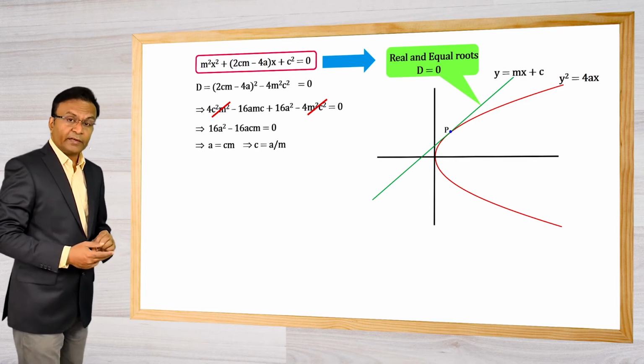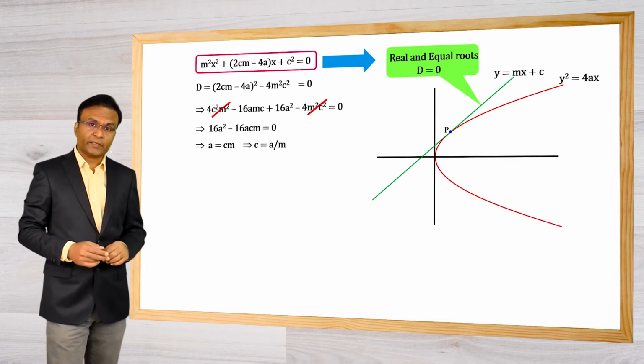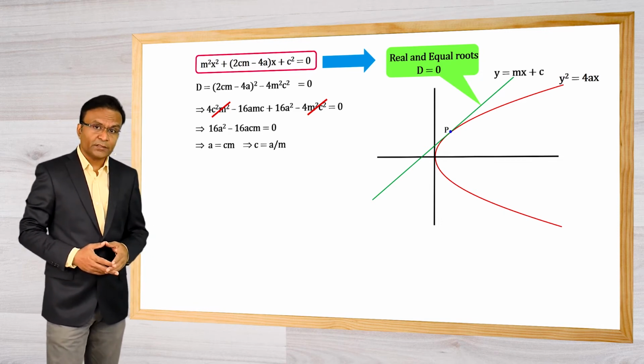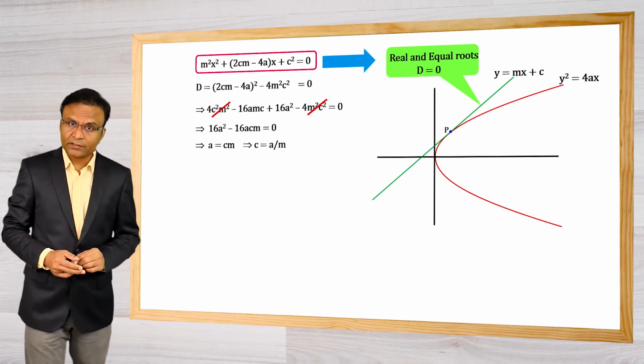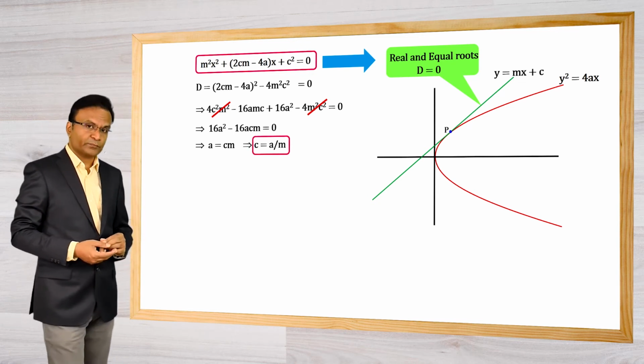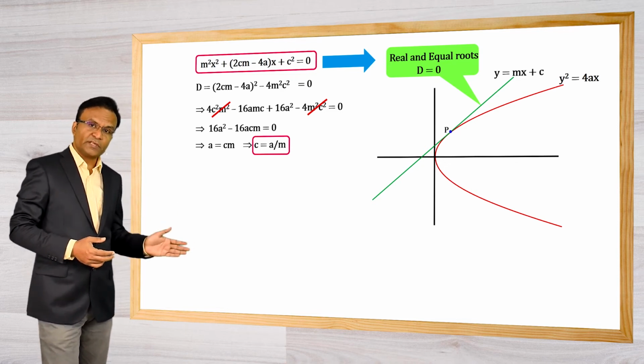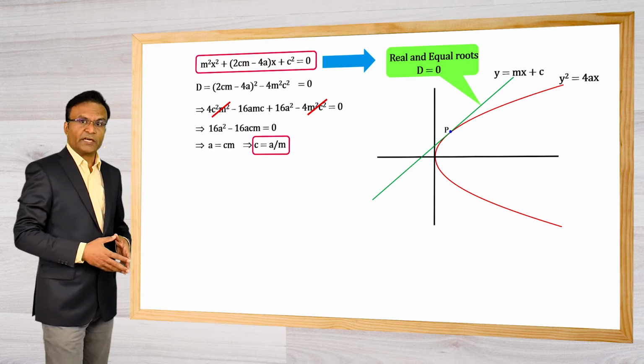That means when line y is equal to mx plus c touches the parabola y square is equal to 4ax, the value of c is equal to a upon m. This can be considered as a condition for this line touching this standard parabola.